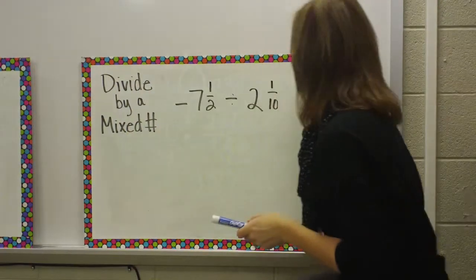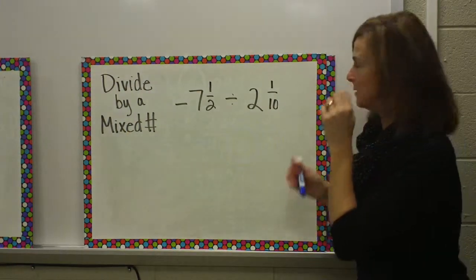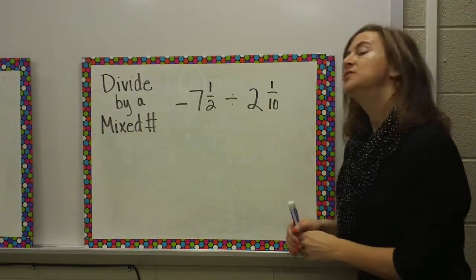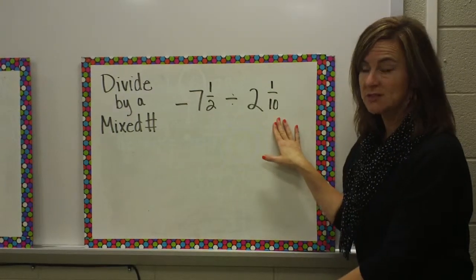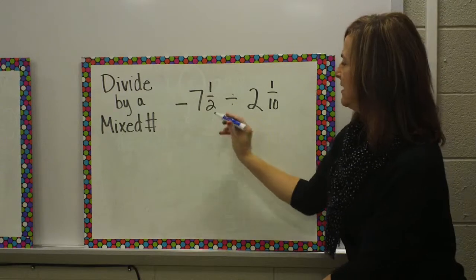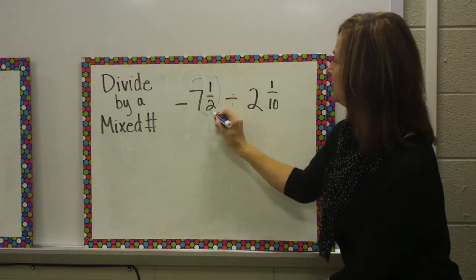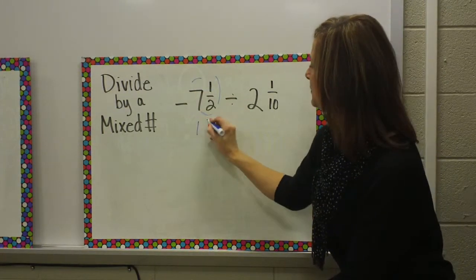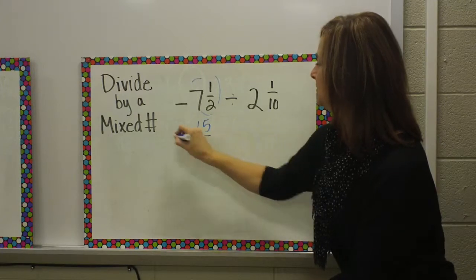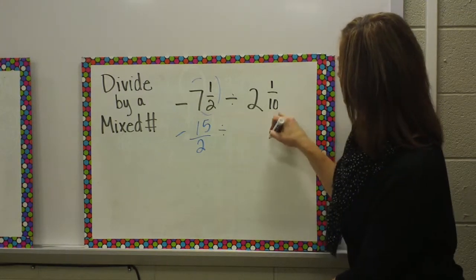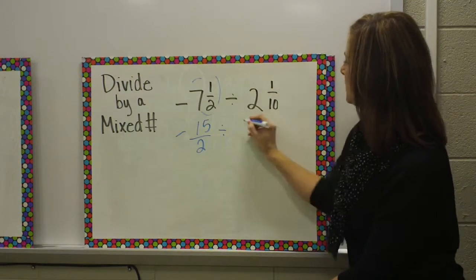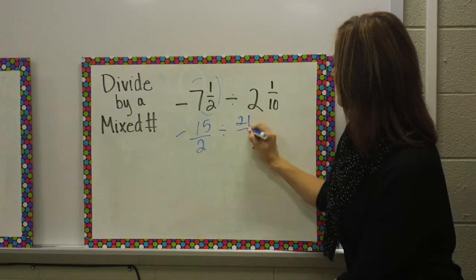Here I have a division problem with mixed numbers. So, just like multiplication, you want everything in fraction form first. So, negative 7 1/2 if I go around, would be 15 over 2. That's negative. And if I change this to 10 times 2 plus 1, that's 21 over 10.